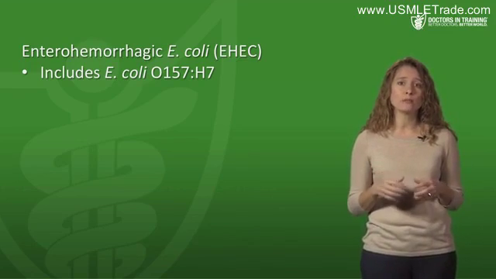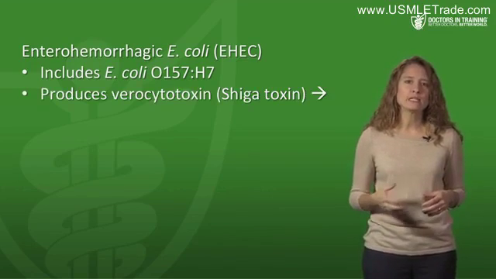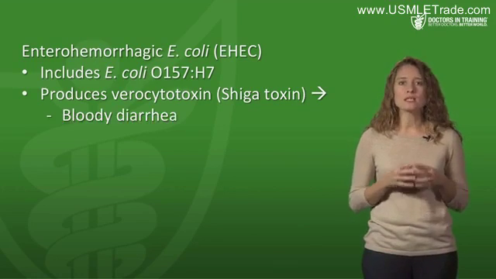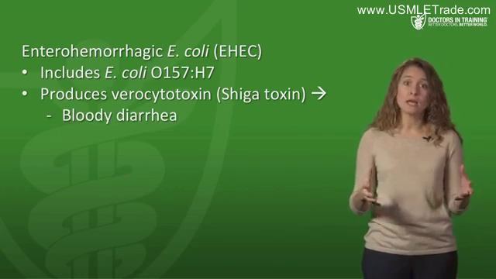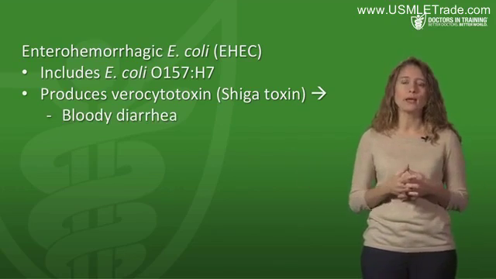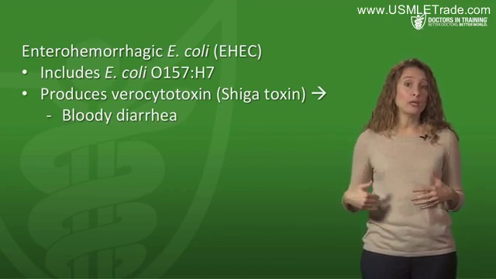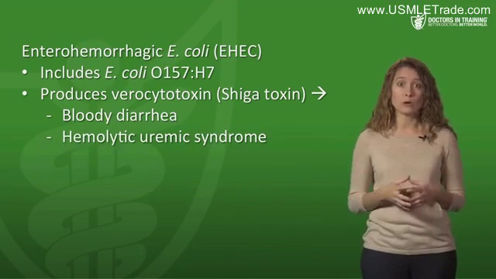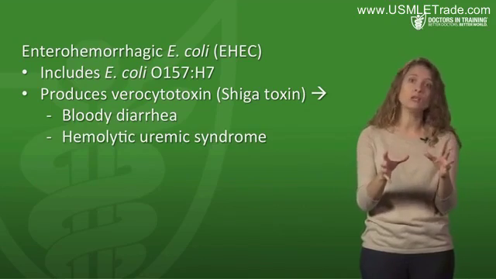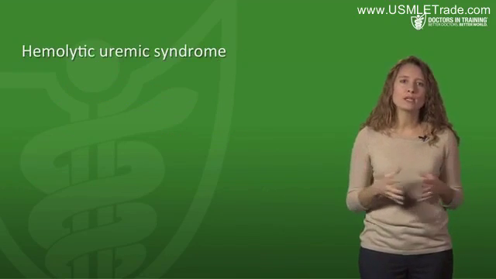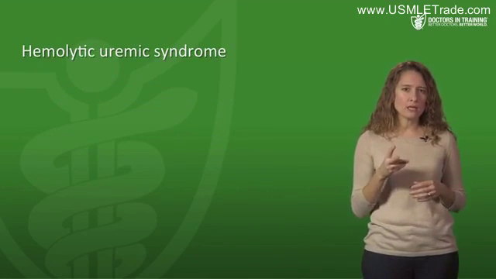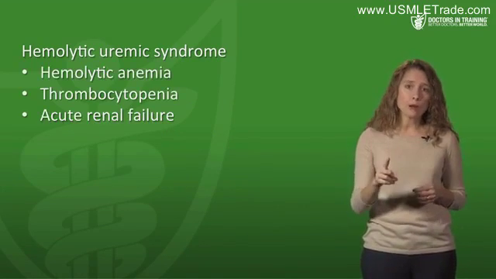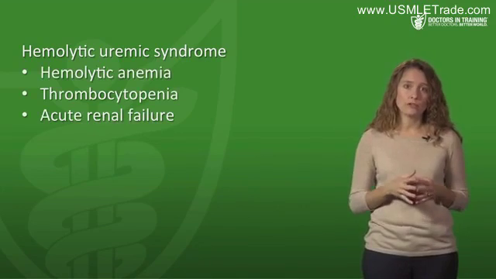Enterohemorrhagic E. coli forms a toxin called verocytotoxin, more commonly referred to as Shiga toxin. This toxin causes bloody diarrhea, and thus the name enterohemorrhagic E. coli. But it can also cause damage to renal and endothelial cells, resulting in hemolytic uremic syndrome that this organism is particularly known for. What is HUS? Do you remember the three major findings? For HUS, be sure to remember hemolytic anemia, thrombocytopenia, and acute renal failure.